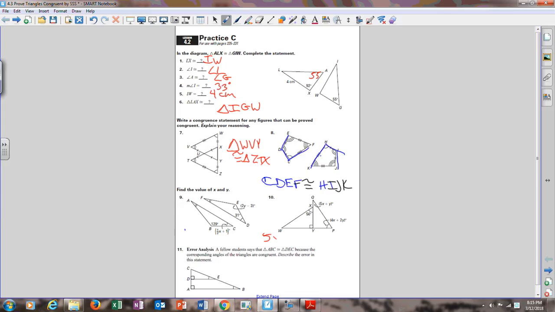So let's start with 5x plus y plus 4x plus 2y. So if this is 90, it means that these two add to be 90. So it's going to give you 9x plus 3y equals 90. And then we already know that 4x plus 2y equals 56.